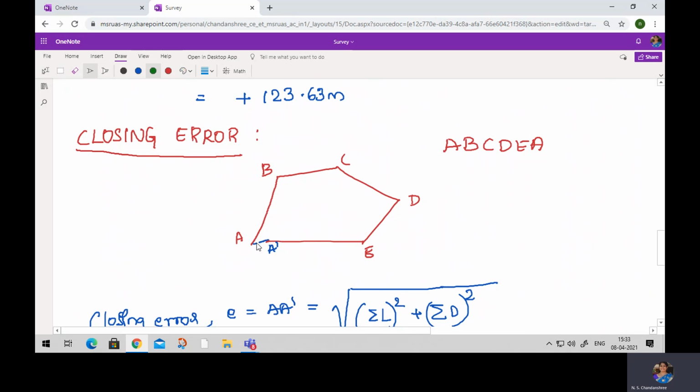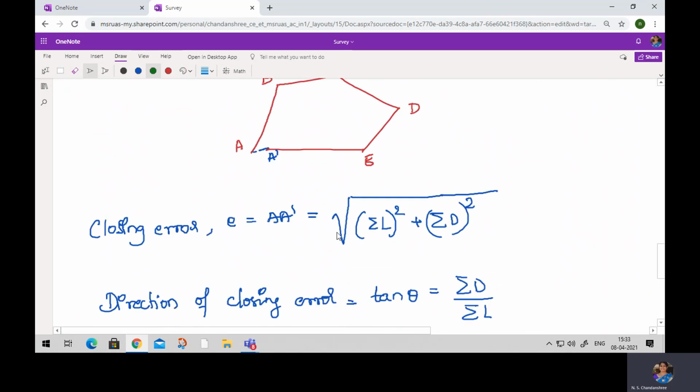While plotting, the line that is marked here in blue is indicative of the error. Technically, this point A1 and A should have been the same on the paper, but there exists some error. That error is called the closing error, and it can be quantified using this formula: the square root of the square of the summation of all the latitudes, sigma L, plus the square of the summation of all the departures, sigma D.